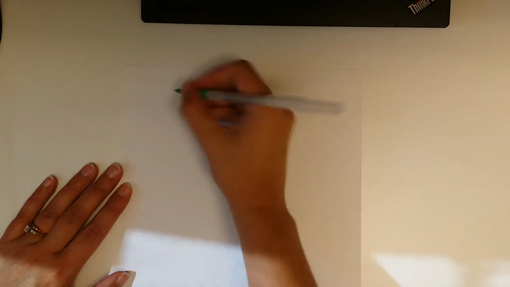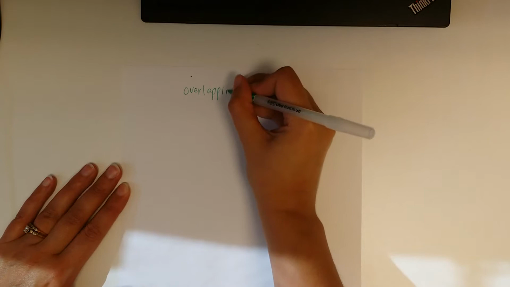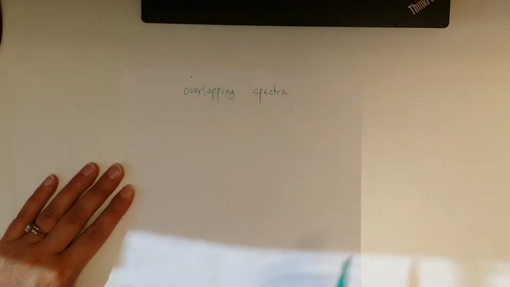I will make you a little video explaining some of the stuff to do with our overlapping spectra. So this is all about what to do when you have multiple compounds whose spectra overlap with spectrophotometry. So what do I mean?